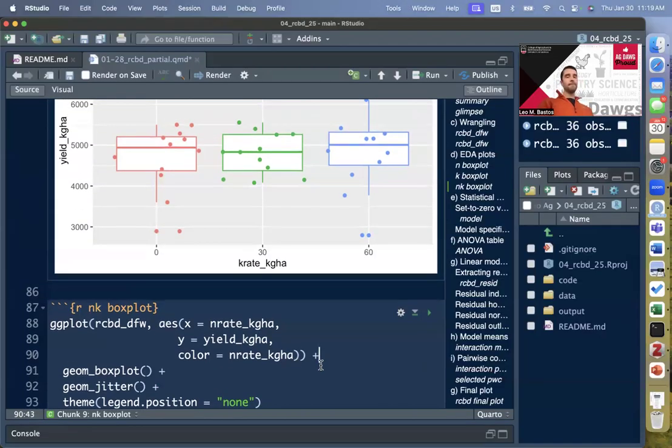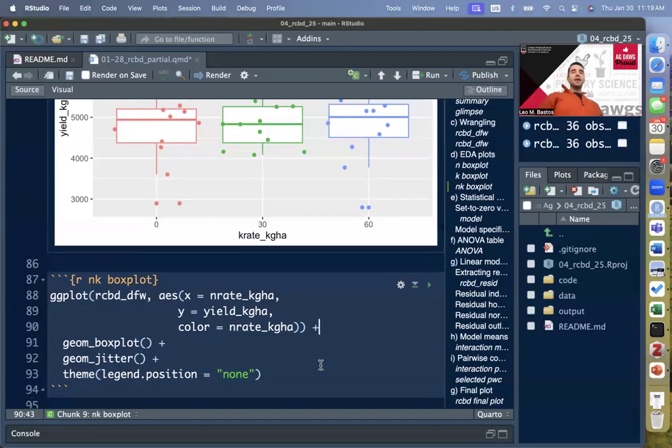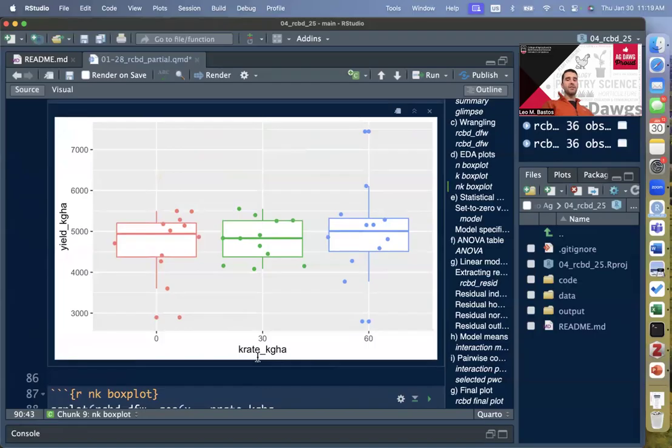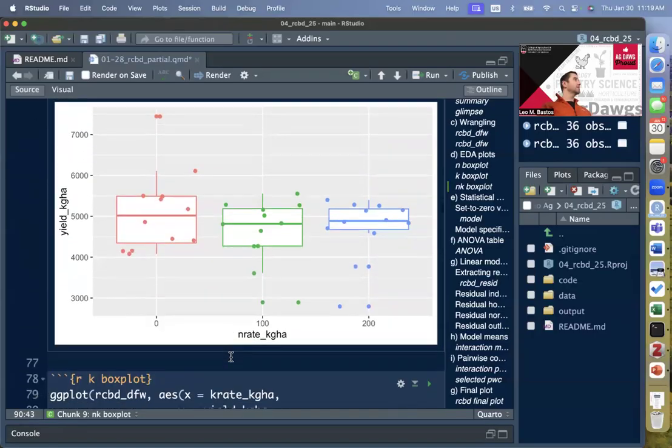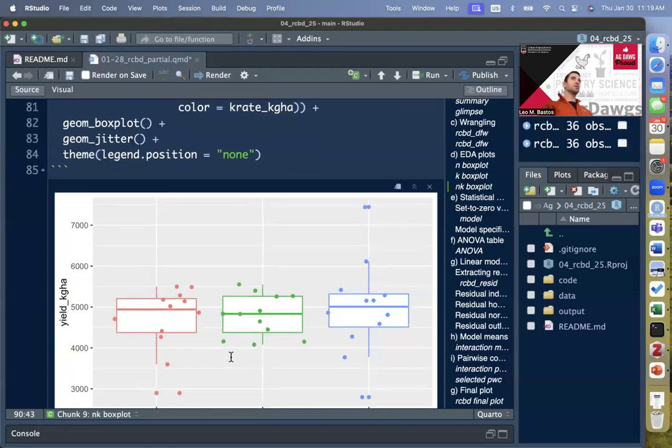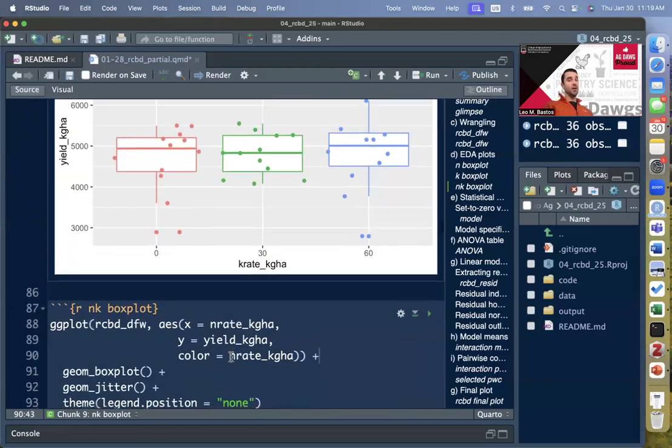All right, so the main effects, when I say main effects, I mean the effect of potassium by itself, the effect of nitrogen by itself, they really don't seem like they're really strong, right? When we look at these box plots, at least.